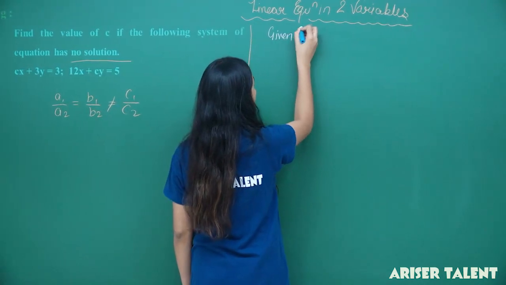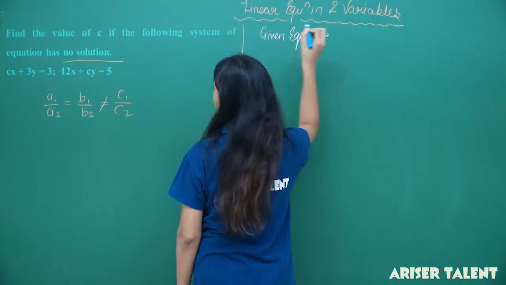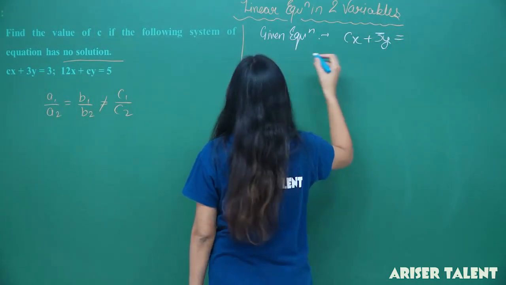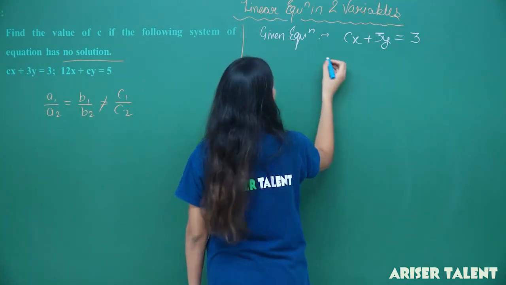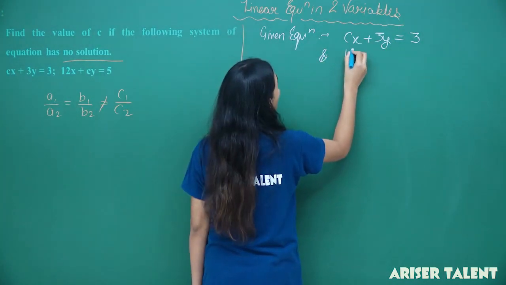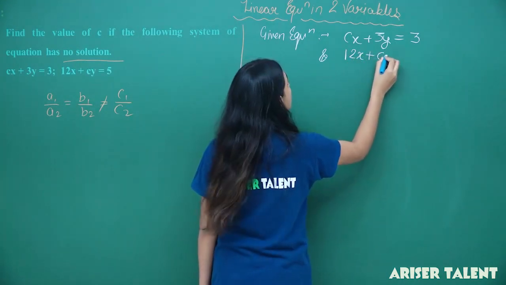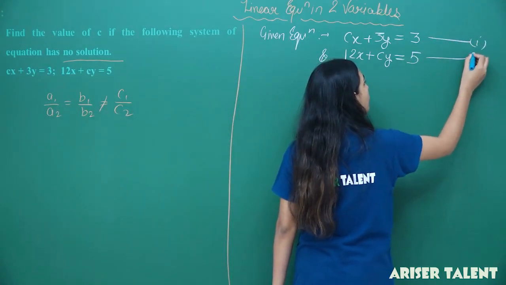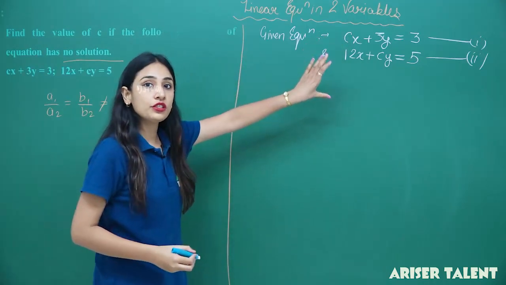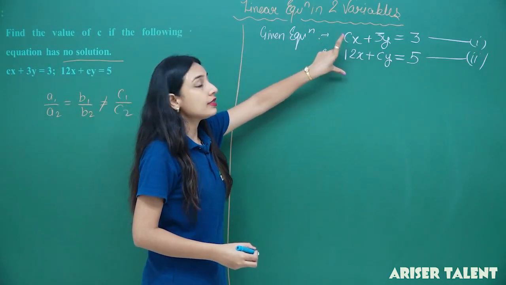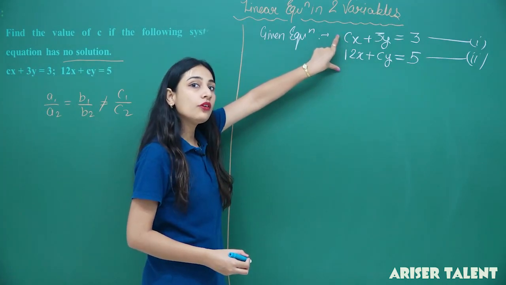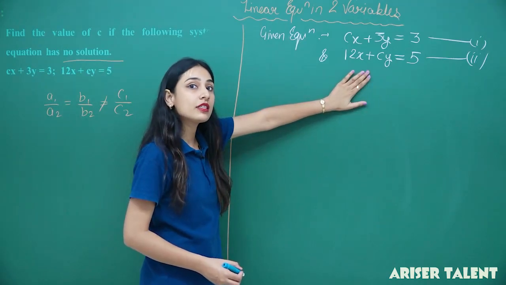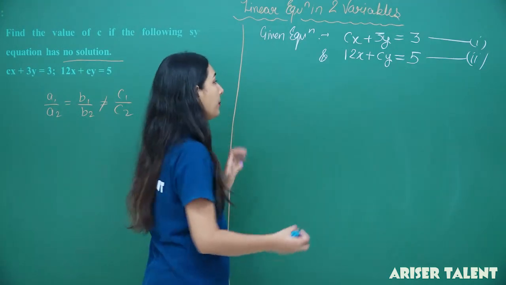Given equations are: Cx plus 3y equals 3, and 12x plus Cy equals 5. Now, this is your equation number 1 and this is your equation number 2. These two equations are the system I have given you. Now you have to find the value of C if this system has no solution at all.